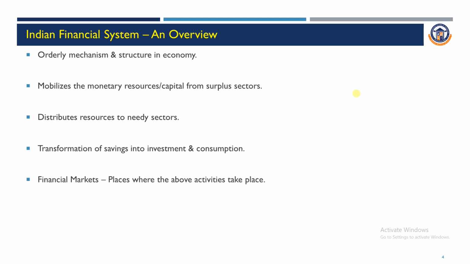The key aspect of the Indian financial system is that it's an orderly mechanism and structure in the economy. Most of the time it brings order in the system. It mobilizes the monetary resources and capital from surplus sectors. From that surplus, it distributes resources to the needy sectors, and it transforms the savings into investment and consumption. It is always helpful for the financial markets, where all the activities, right from investment to mobilization, happen.